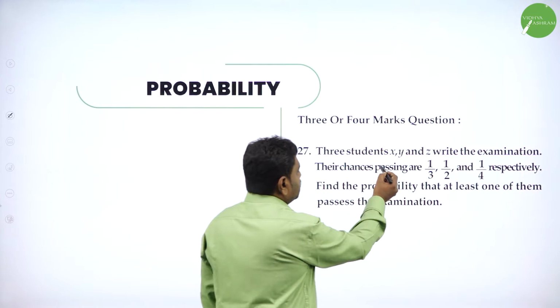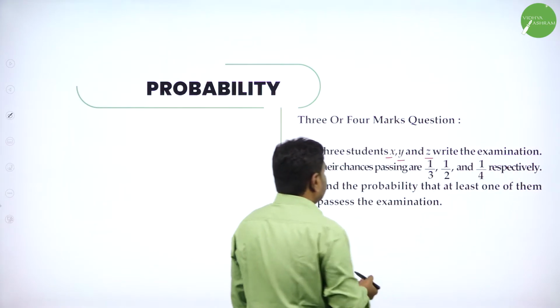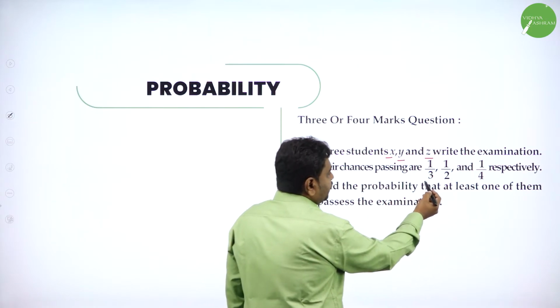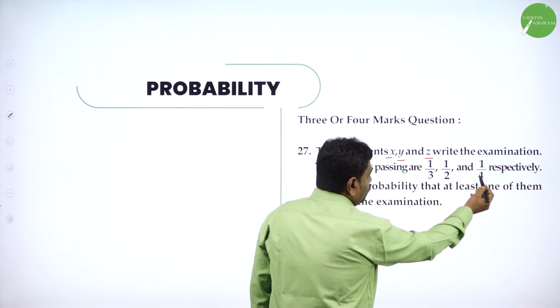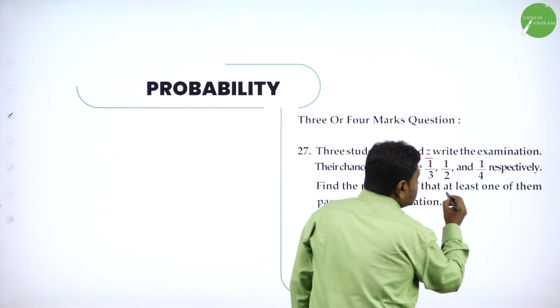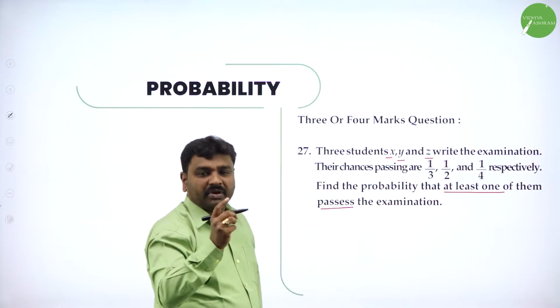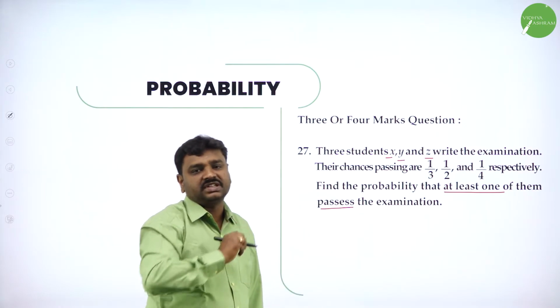3 students by name X, Y and Z write the examination. Their chances of passing are 1 by 3, 1 by 2, 1 by 4 respectively. Find the probability that at least one of them passes the exam.